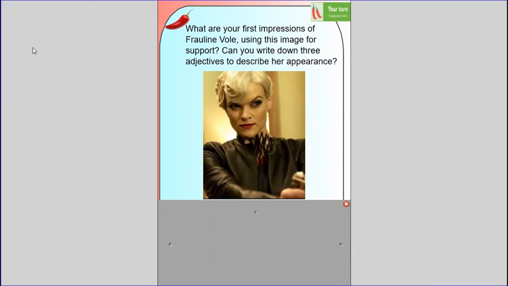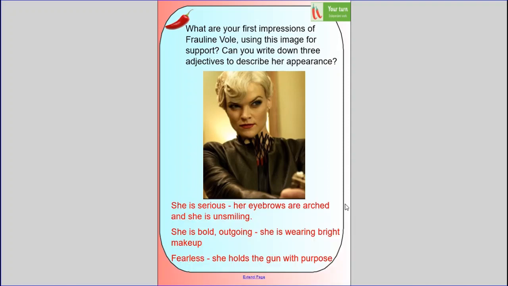Shall we go through the answers then? Okay, so Chili 1's, you might have put she is serious. We know this because her eyebrows are arched and she is unsmiling, so she's not smiling. She is bold and outgoing, so she's wearing bright makeup. And she is fearless, so she holds the gun with purpose.